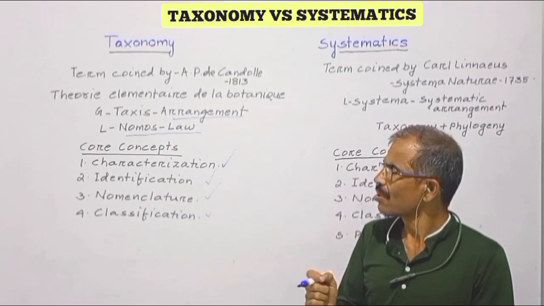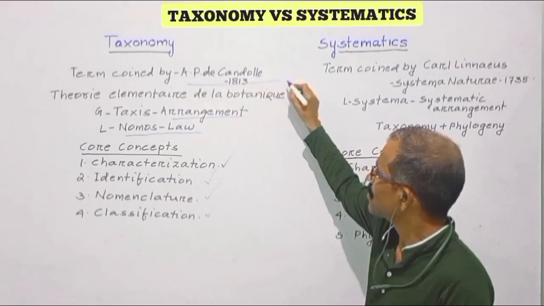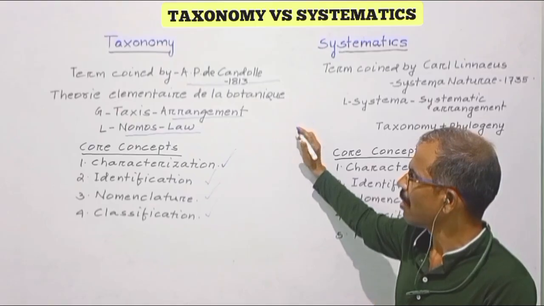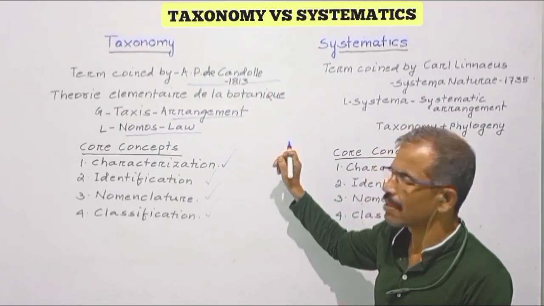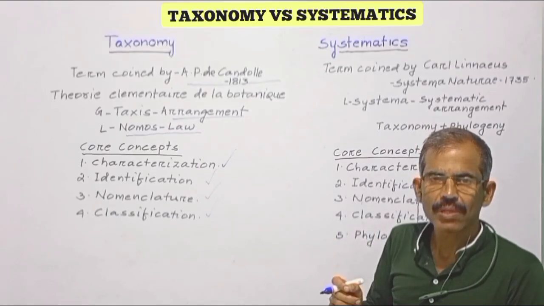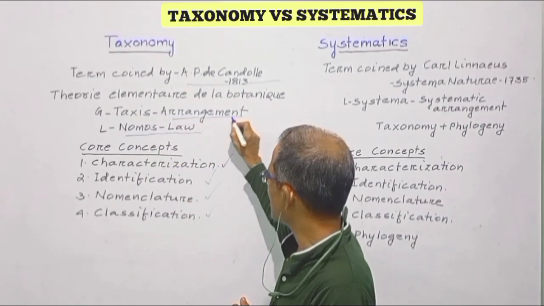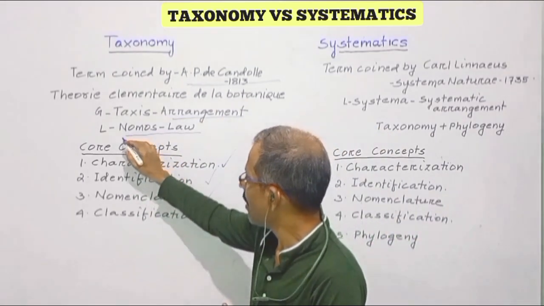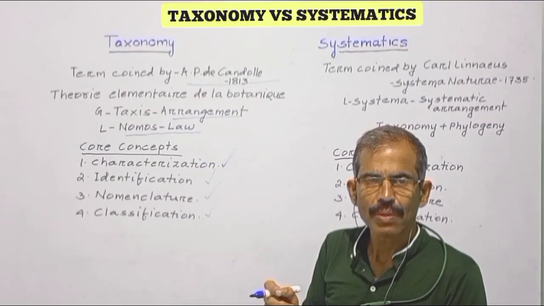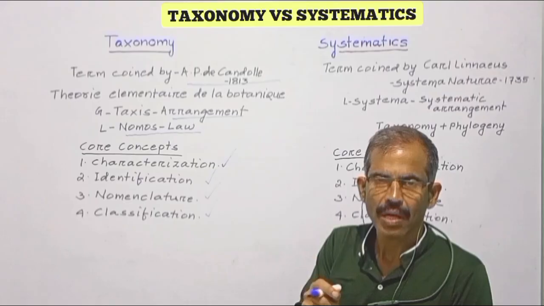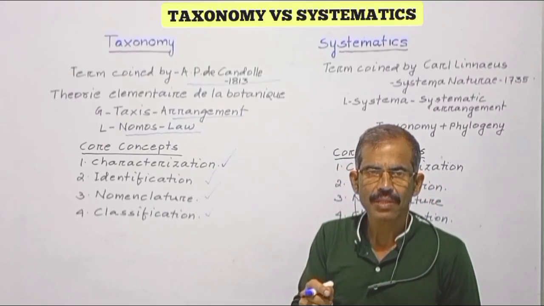The term taxonomy was coined by a scientist, Augustin Pyramus de Candolle, in his famous work Théorie élémentaire de la botanique in 1830. This term is derived from two words. One Greek word taxis, that means arrangement, and the second Latin word nomos, that means law. So taxonomy is the law of arrangement of organisms into different groups based on shared characteristics.